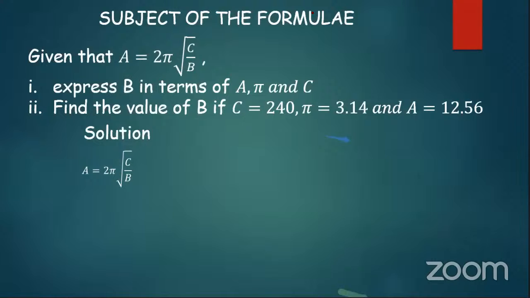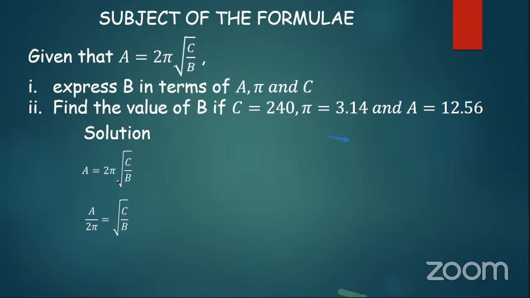What are we going to do first? Remove the square root sign. But we first divide by this 2 pi. Yes, we divide that 2 pi. So that will give us A over 2 pi is equal to root C over B.